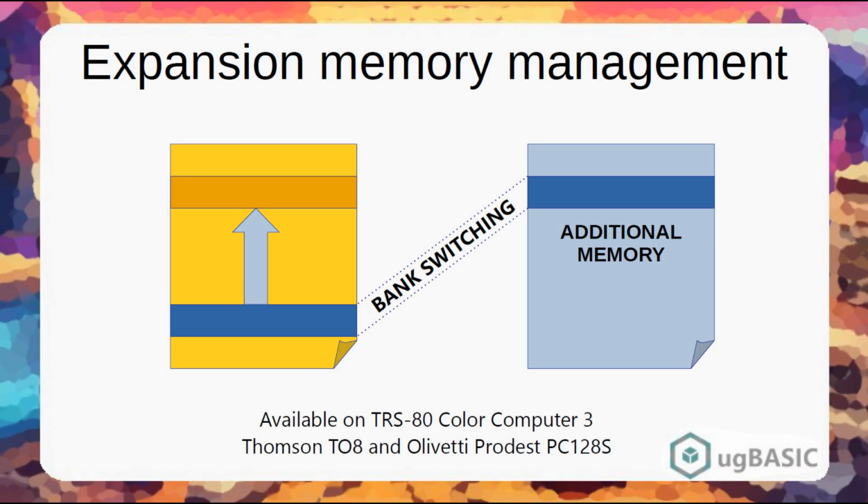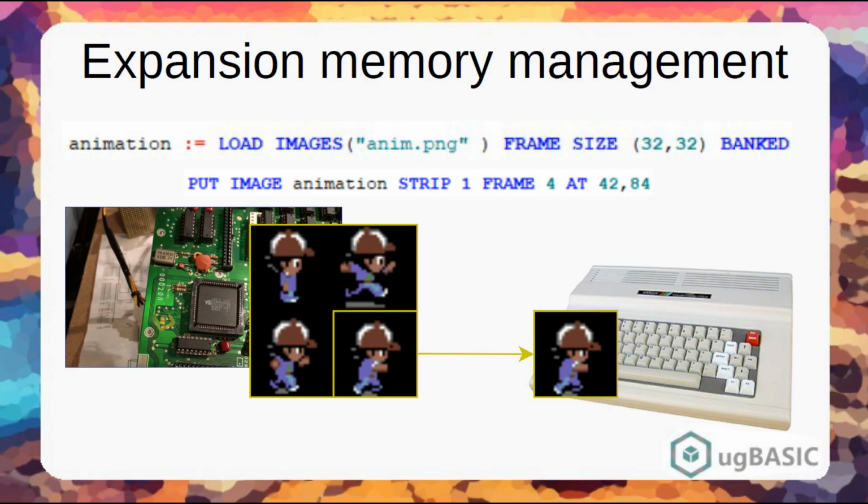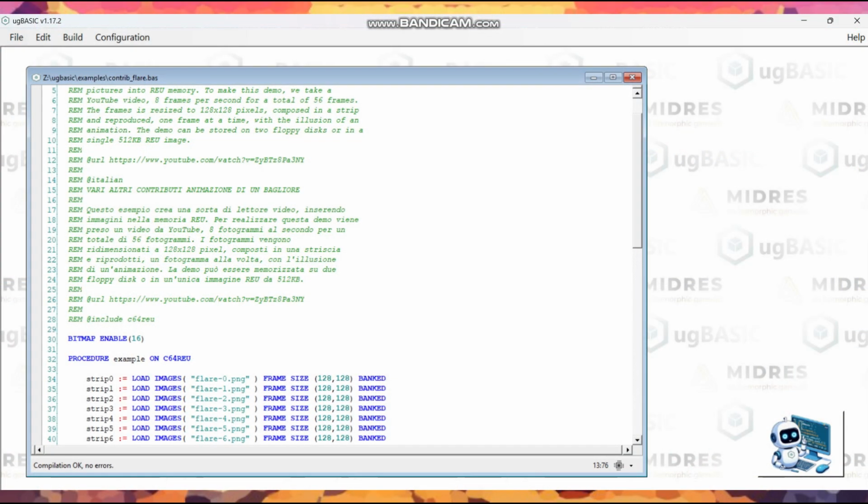Another way is to divide the memory into banks, each of which could be mapped to different areas of the memory address. Using special circuitry, the programmer could swap the memory banks, making larger portions of the memory accessible. The software was responsible for managing the swapping of memory banks, providing transparent access to the memory. Again, it is ugBASIC that takes care of everything, making life easier for the programmer and, at the same time, expanding the possibilities of the games, at least on hardware that supports expansions.